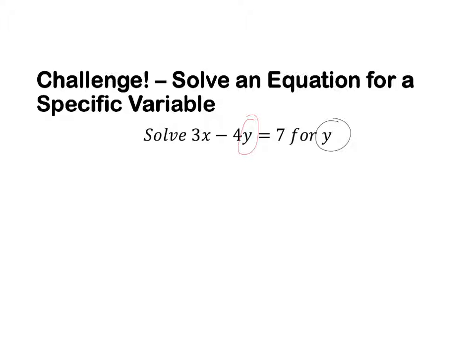So I need to get rid of that positive 3x, and I need to get rid of that multiplication of -4. How are you going to do that? So think about that, work this problem out. We'll see what you get tomorrow.